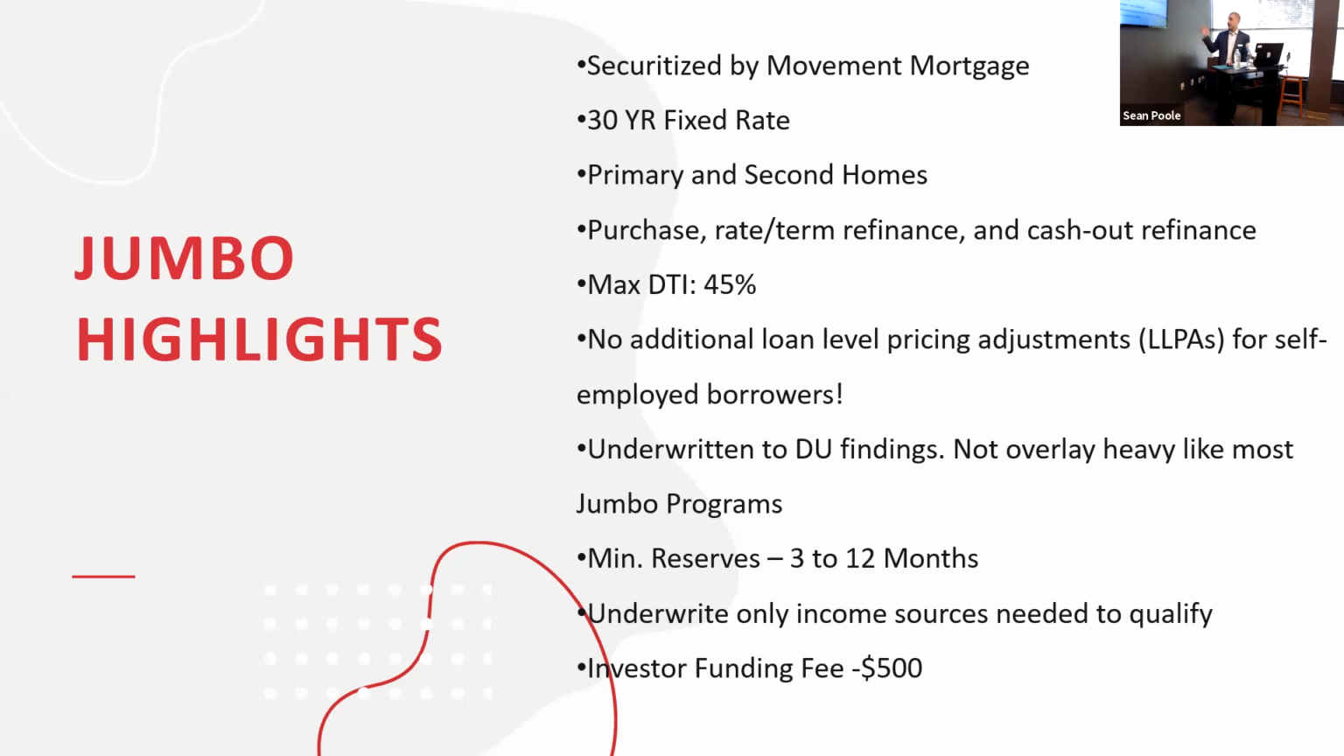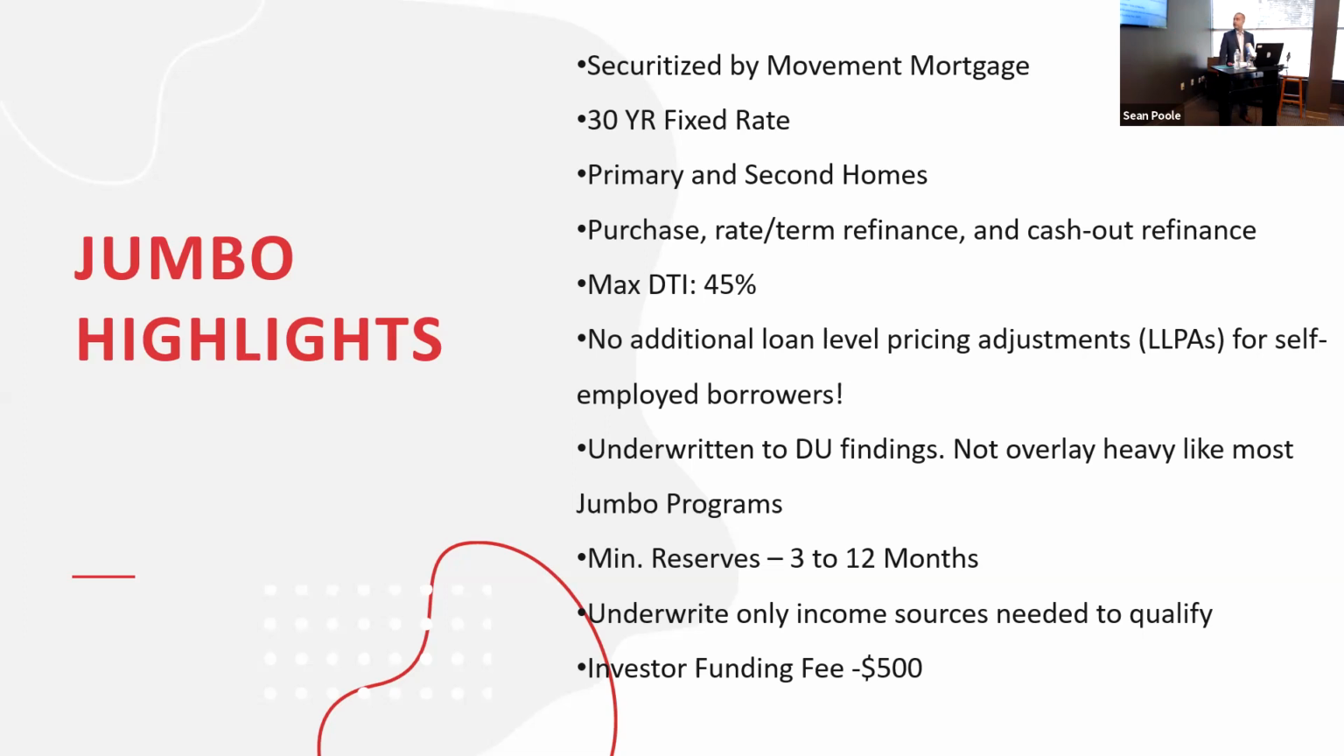But the main thing is the rates are phenomenal right now. We just rolled this out and locked in a $1 million loan yesterday with 10% down. They have no mortgage insurance, even at 10% down. And it was a 3.25 rate with no points.